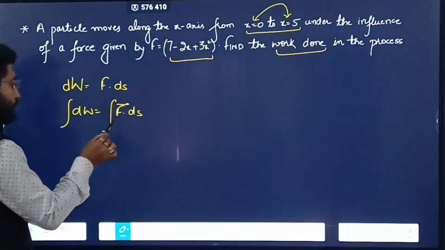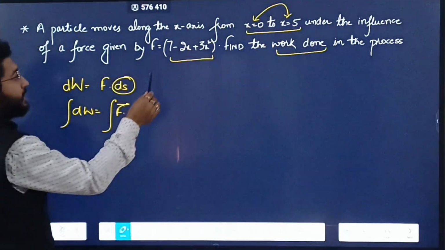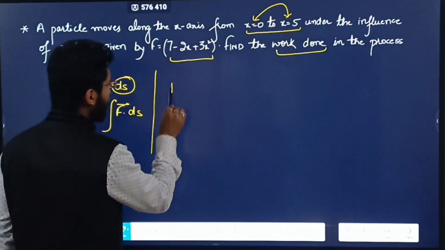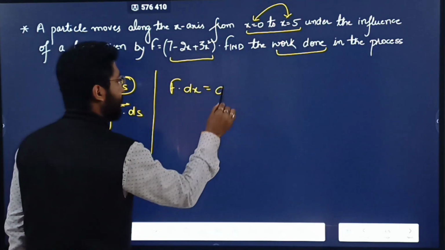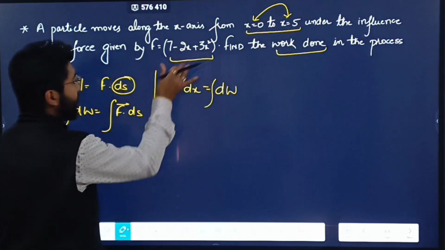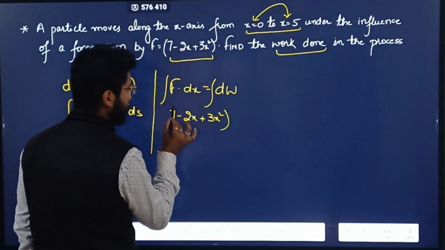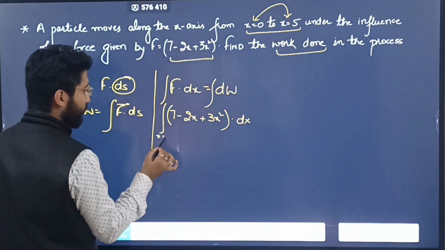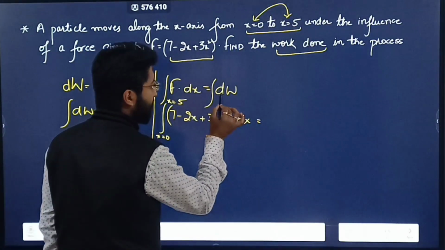The displacement in this question is represented by the small x. So my new formula becomes F dot dx, which equals dW. Now the value of F is given by 7 minus 2x plus 3x square, dot dx, with the limits x equals 0 to x equals 5, and the integration of dW becomes W.